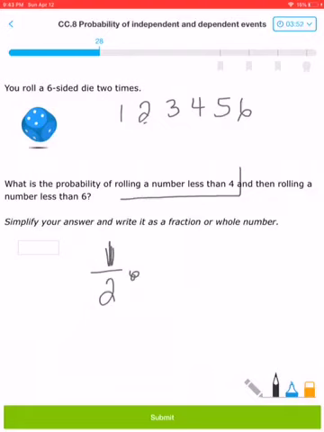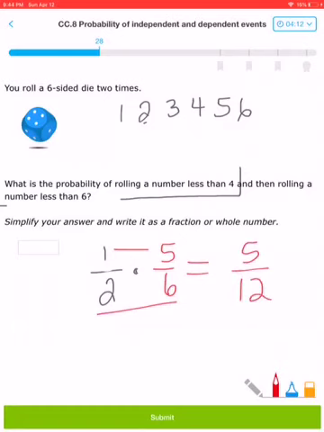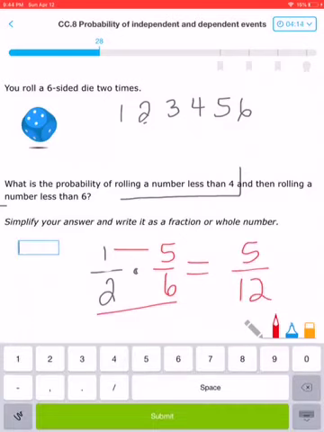Then I'm going to multiply that by a number less than 6. Well, 5 of them are less than 6. So that's going to be 5 out of 6. Okay, so 1 times 5, 2 times 6. So that won't simplify, we get 5/12.